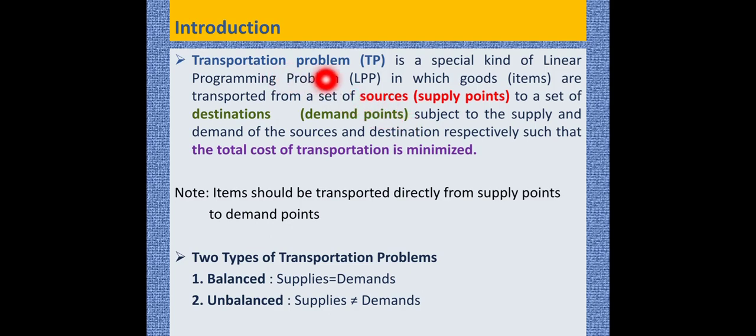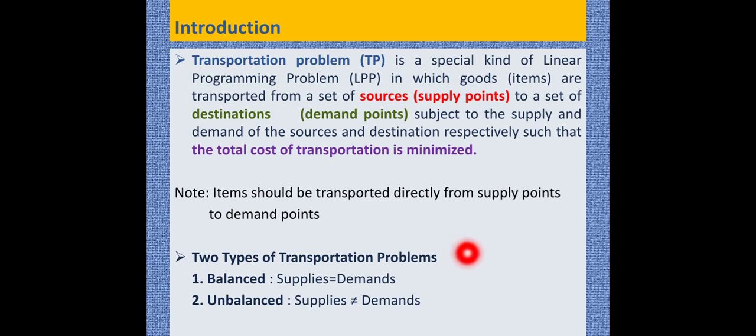Transportation problem, referred as TP, is a special kind of linear programming problem, LPP, in which goods, or also we can say items, are transported from a set of sources, which is called as supply points, to a set of destinations, called as demand points, subject to the supply and demand of the sources and destinations respectively, such that the total cost of transportation is minimized. Here we need to observe that items should be transported directly from supply points to demand points only.